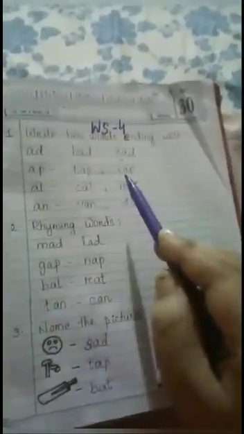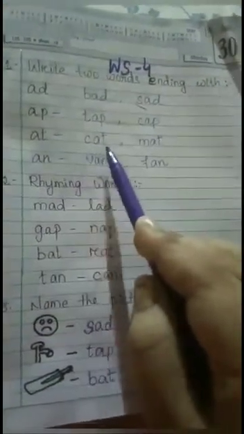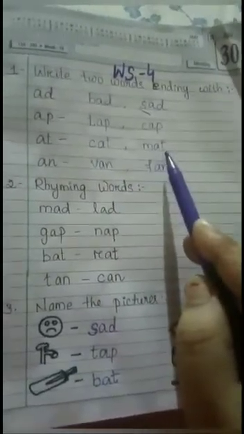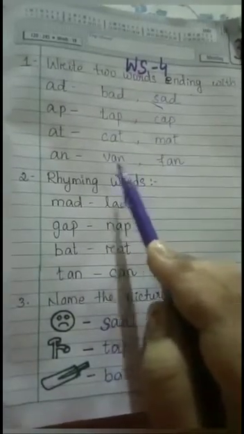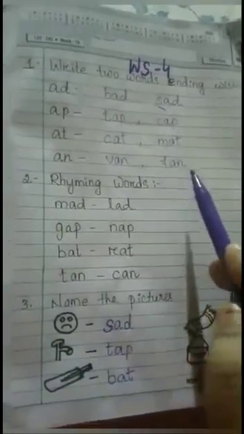Write two words ending with at. At, add. B, add, bad. S, add, sad. A, P, app. T, app, tap. K, app, cap. Then a, t, act. K, at, cat. M, at, mat. A, n, an. V, a, n, van. F, a, n, fan. Okay children, you can also learn all these words.